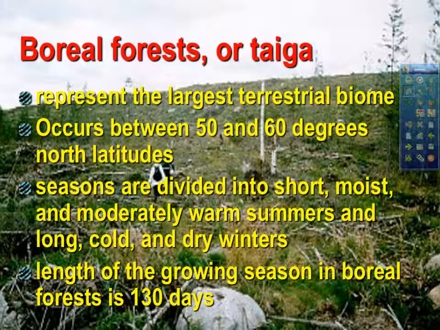Okay, boreal forests, or the taiga. It's the largest terrestrial biome. It's 50 to 60 degrees north latitude. It's almost subpolar. Very short, moist, moderately warm summers with really long, cold, and dry winters. And you've got a summer that lasts maybe 3 to 4 months.